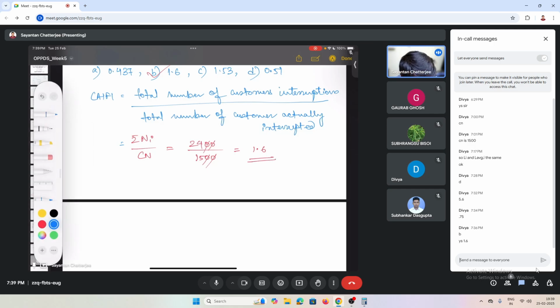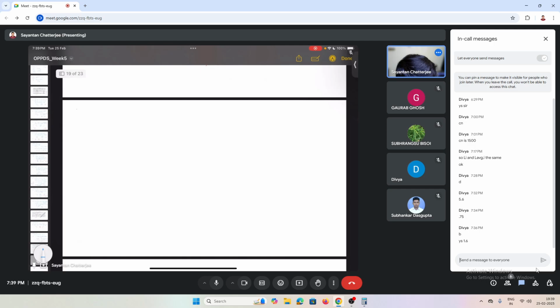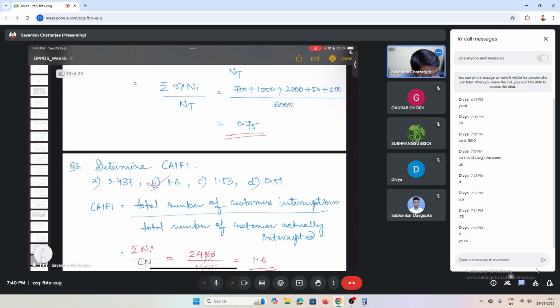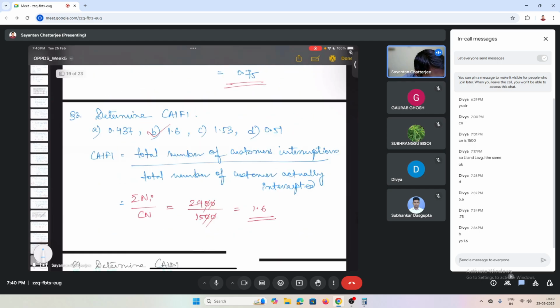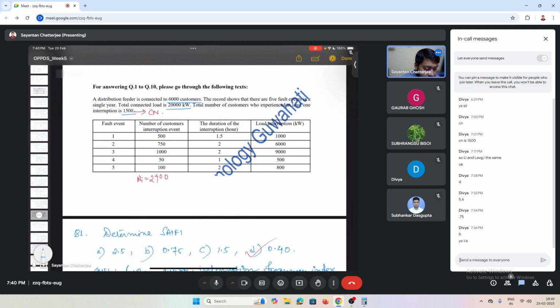So the next question is to determine ID. These are the options. Just take a note of these and open the data set. You need to calculate ID.